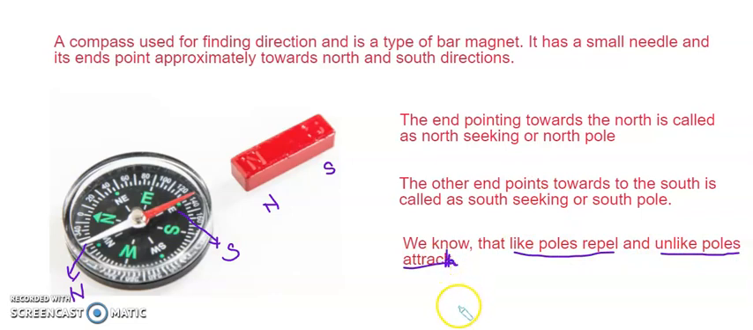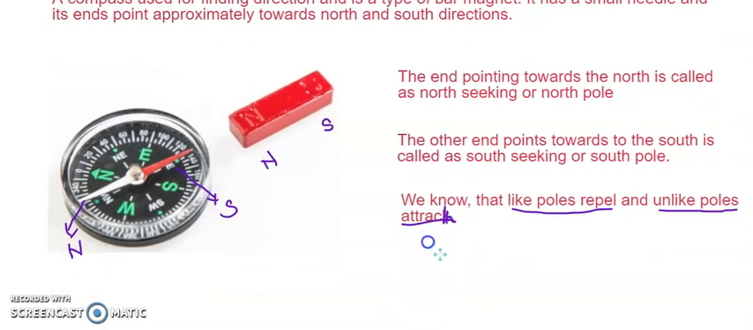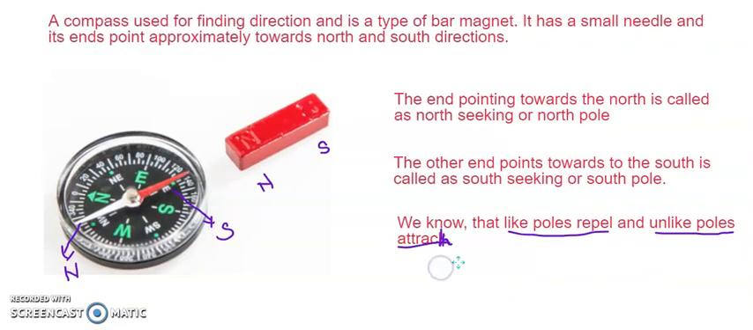Let's look into an activity to understand how like poles repel each other and how unlike poles attract each other. The second important definition is this: if you hold the magnet suspended in air, whichever direction the north pole of the magnet is pointing is called the north seeking direction, and the other side is called the south seeking direction. Clear? So let's look into the activity.